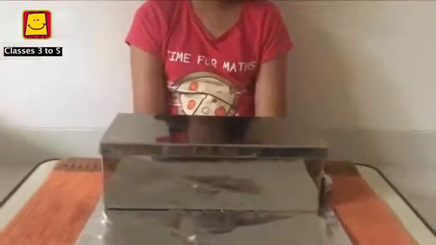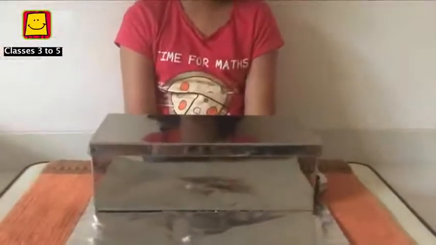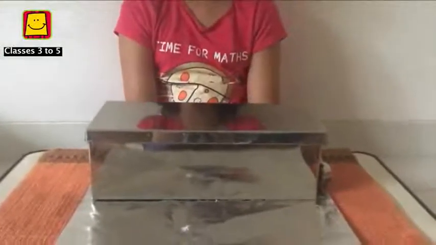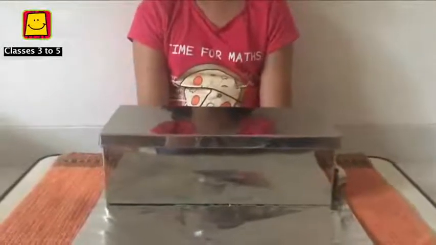Let us now locate objects in the house that resemble different types of three-dimensional figures. This is a box which was in Seema's house. This is a silver-colored box. Before we start, let's revise the features of 3D shapes.